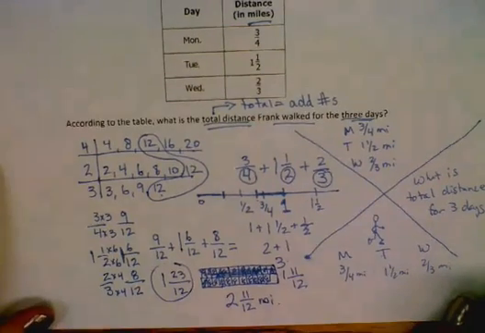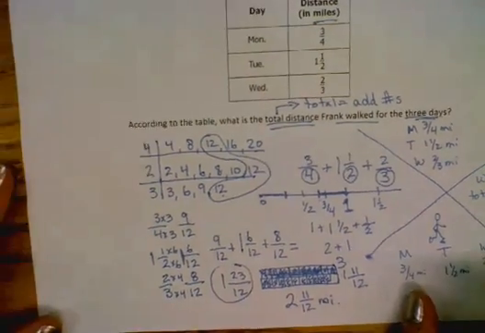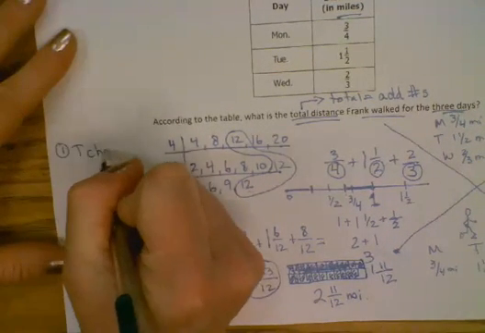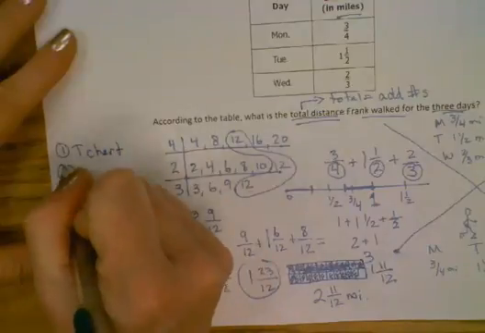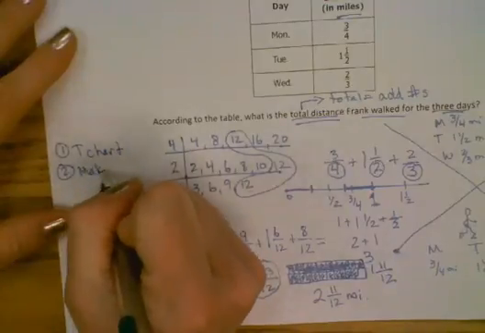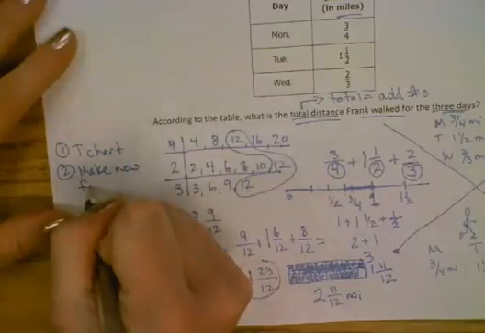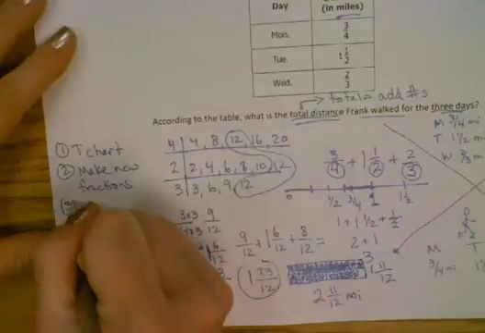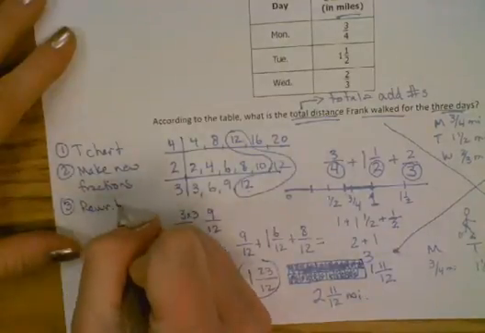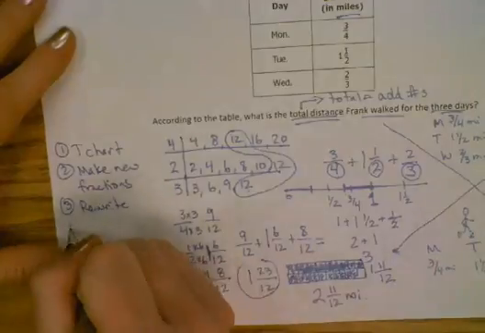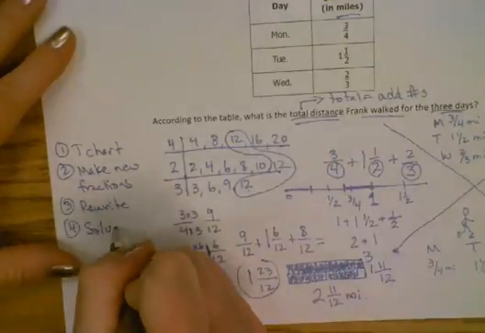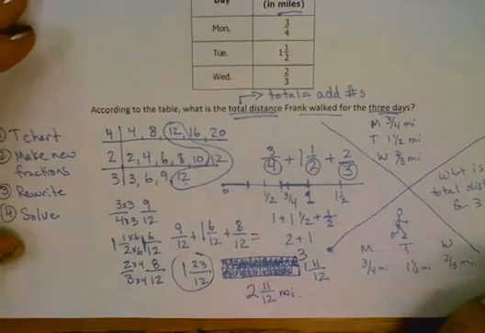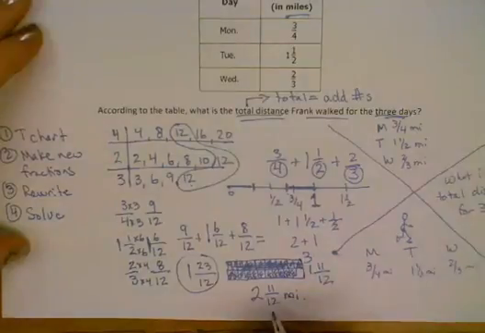When you work with your partner, make sure you carefully go through the steps of a T-chart, making new fractions with the denominator that you find, rewrite your problem with your new fractions, and then solve it. It's a lot of steps, but if you take your time and work carefully, you'll get to the correct answer.